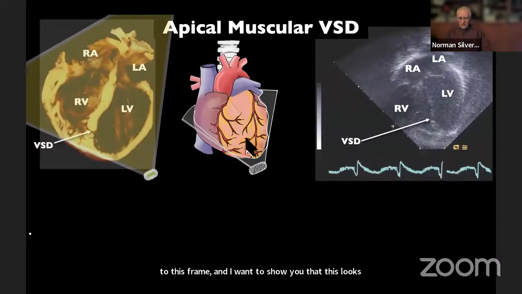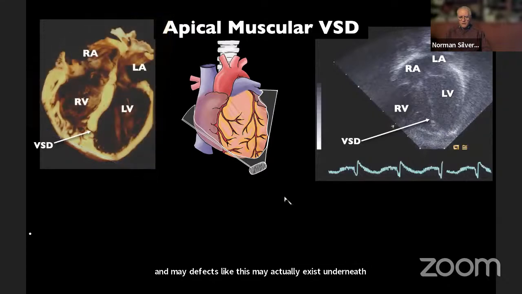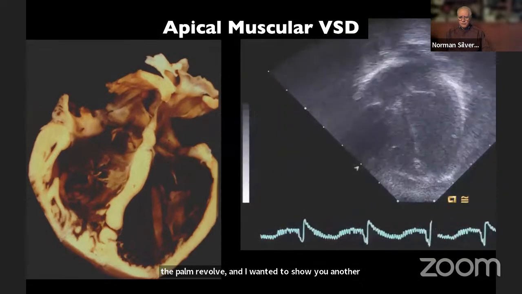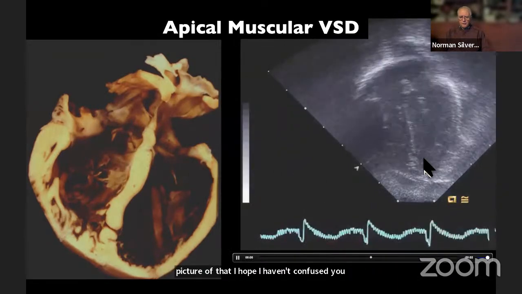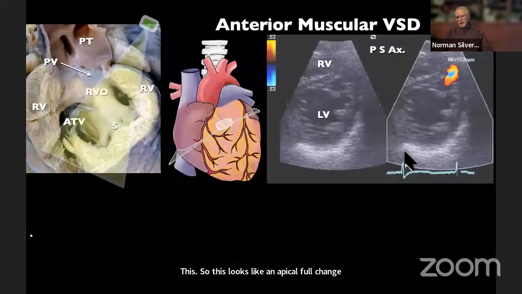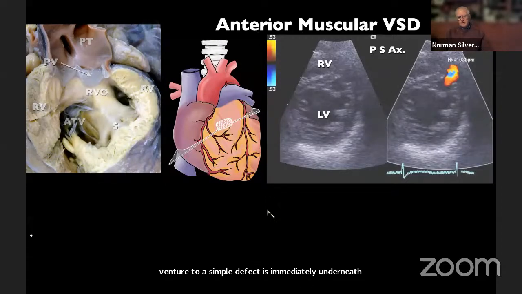But if your echo plane is coming higher up, it still looks like a four-chamber view, but is not apical, and defects like this may actually exist underneath the pulmonary valve. And I wanted to show you another picture of that. I hope I haven't confused you with this. So this looks like an apical four-chamber view, but it may just simply be an anterior four-chamber view. And if this was the same patient, you can see this ventricular septal defect is immediately underneath the pulmonary valve. And that is something that you have to look at.